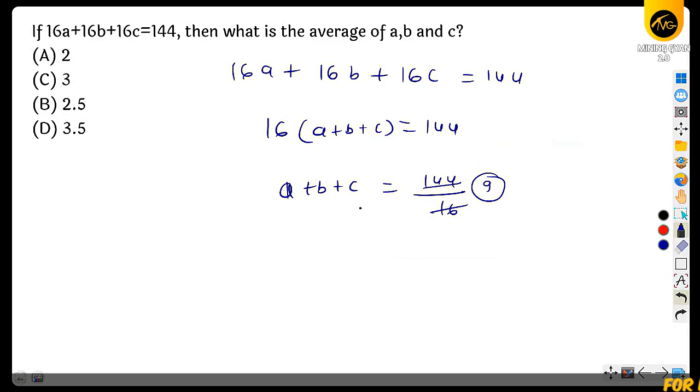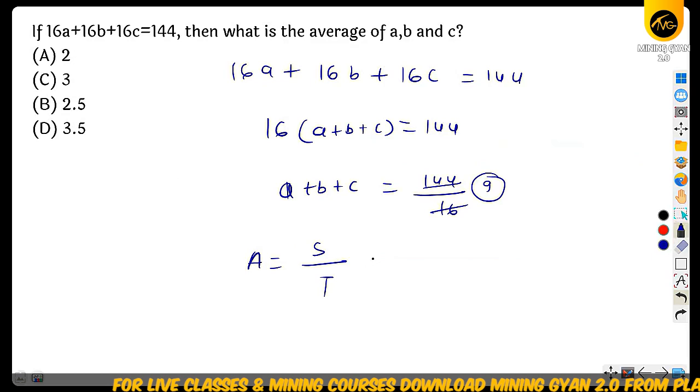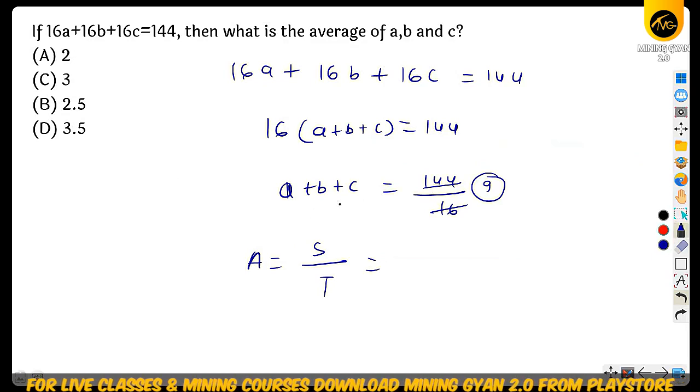That means a plus b plus c is equal to 9. So basically it is asking the average of a plus b plus c. Now average is equal to sum divided by total. We already have the sum of a plus b plus c. That means 9 divided by the total number of elements.